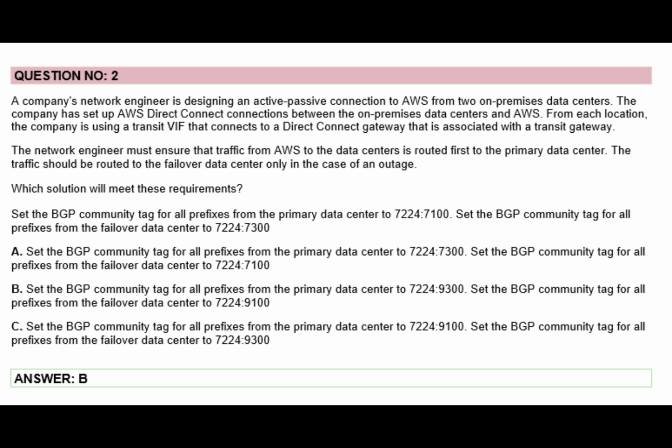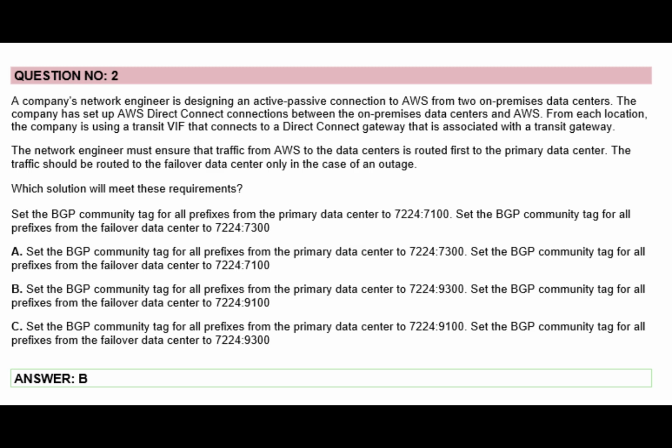A company's network engineer is designing an active-passive connection to AWS from 2 on-premises data centers. The company has set up AWS Direct Connect connections between the on-premises data centers and AWS. From each location, the company is using a transit VIF that connects to a Direct Connect gateway that is associated with a transit gateway. The network engineer must ensure that traffic from AWS to the data centers is routed first to the primary data center. The traffic should be routed to the failover data center only in the case of an outage. Which solution will meet these requirements?